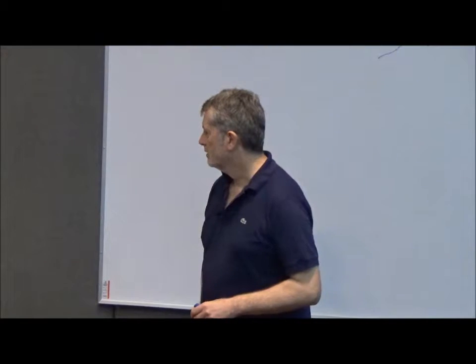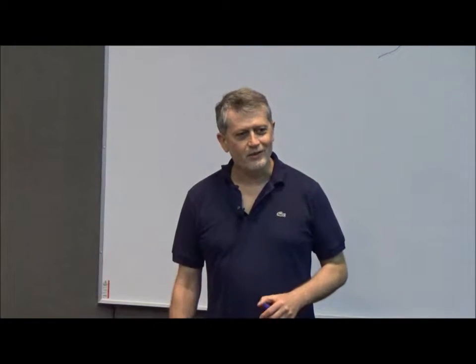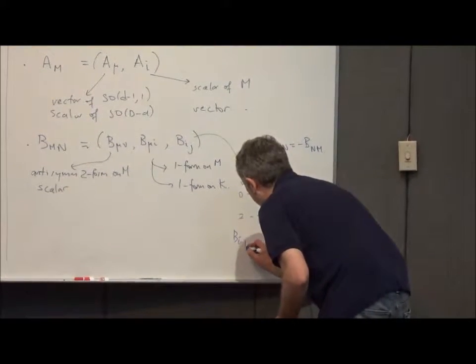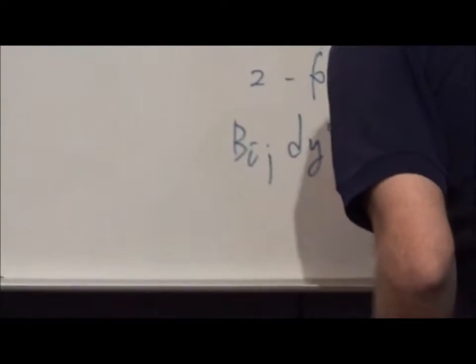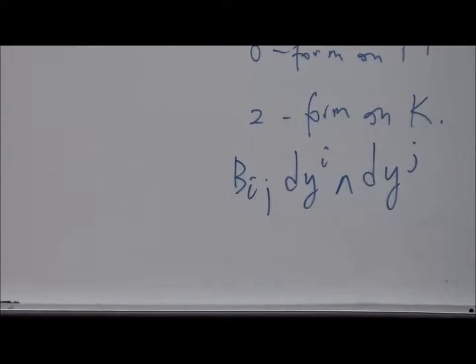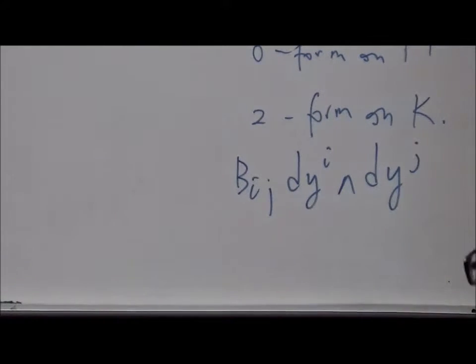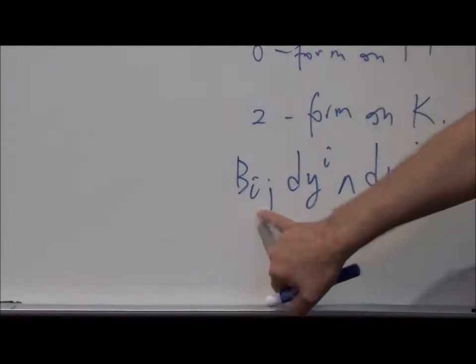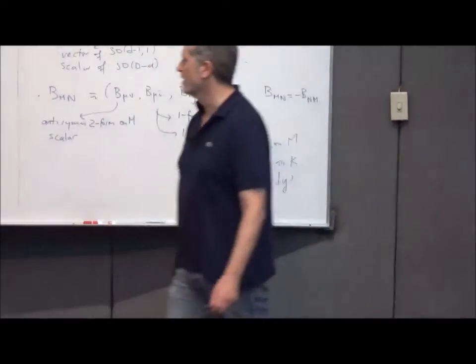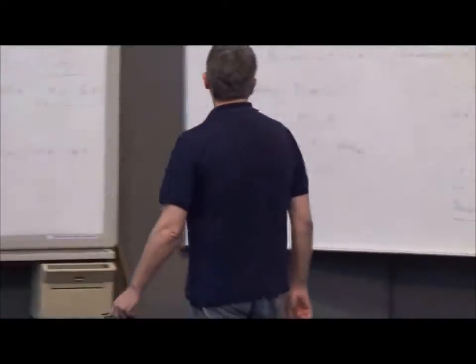B_ij is a form on K that is also antisymmetric. That's the question. The 2-form is antisymmetric. Ah, okay. Yeah, you're right. So thank you. That's fair enough. If I was really to write it as a form, what I would have to write is B_ij dy^i wedge dy^j. And this has to be antisymmetric because the only thing here is antisymmetric, so nothing else survives.